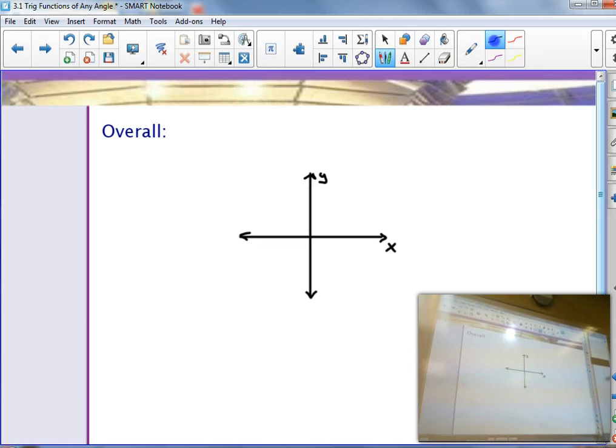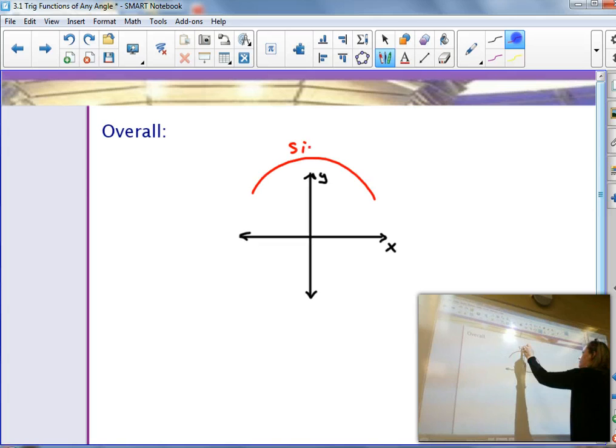Where was the sine positive? First and second. The sine was positive in the first and second quadrants. Where was the sine negative? Third and fourth, right?